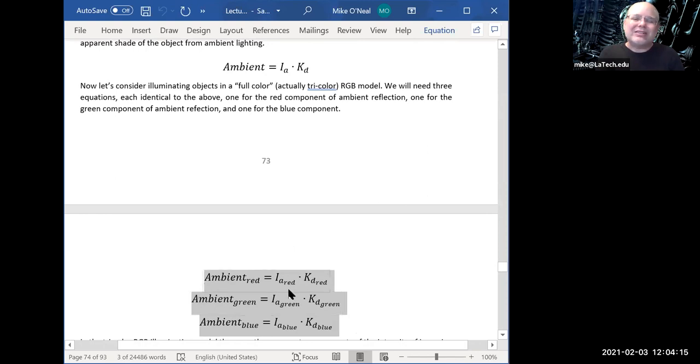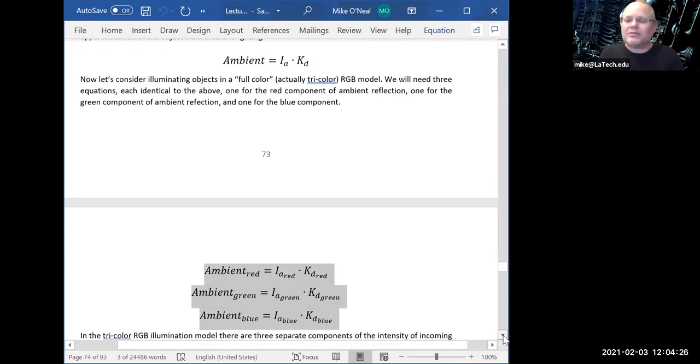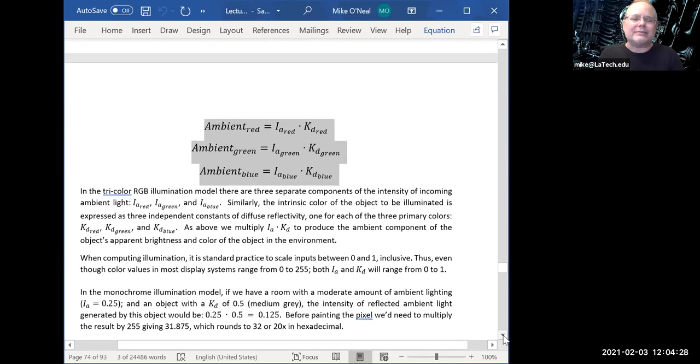But these are exactly the same equations. I just threw a color subscript on the end of everything to let you know that you would really have to do the equations 3 times. Does that make sense?